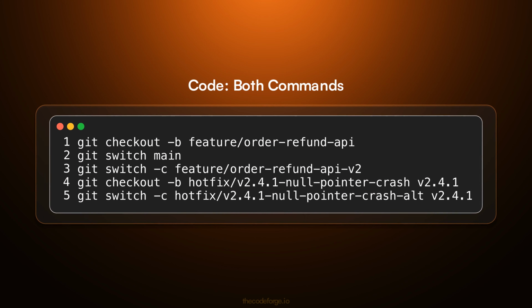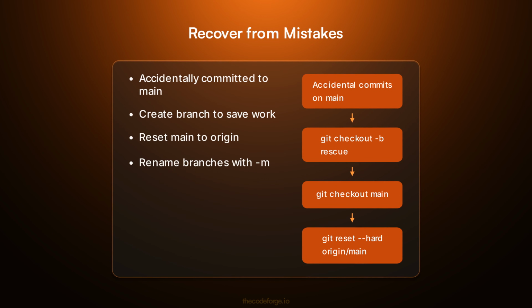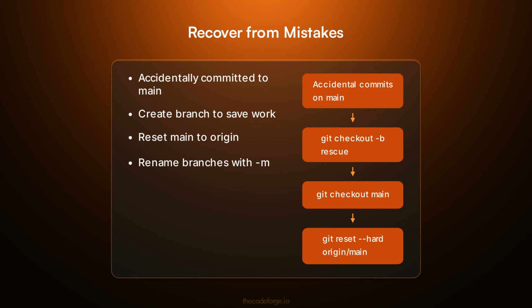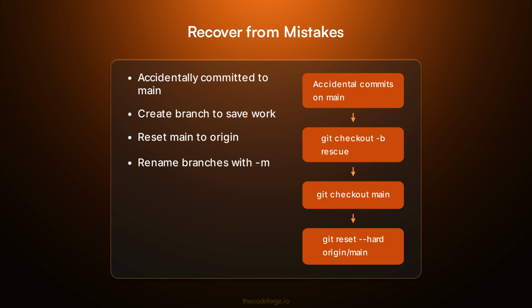Notice you can also specify a starting point, like a tag, as the last argument. This is essential for hotfixes. The most common disaster is committing to main by accident. The recovery is simple. Create a branch from your current position to save the commits, then reset main to match origin. This only works if you haven't pushed.